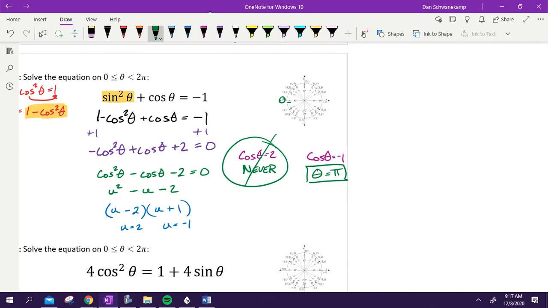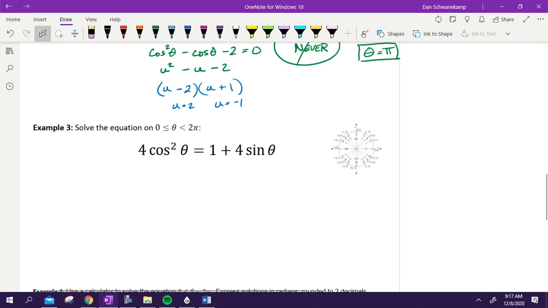Okay? If I plugged in pi here, it'd be sine of pi squared plus cosine of pi equals -1. Well, sine at pi is 0. Cosine at pi is -1. Oh, yeah, -1 equals -1. That's a true statement. You can always plug back in and check. Okay, but that's the only time it's going to work. Questions there?